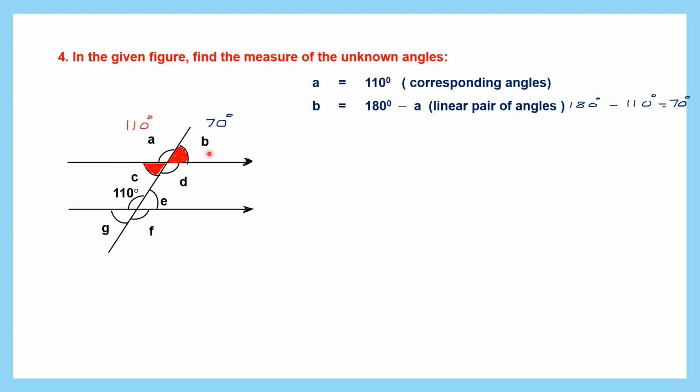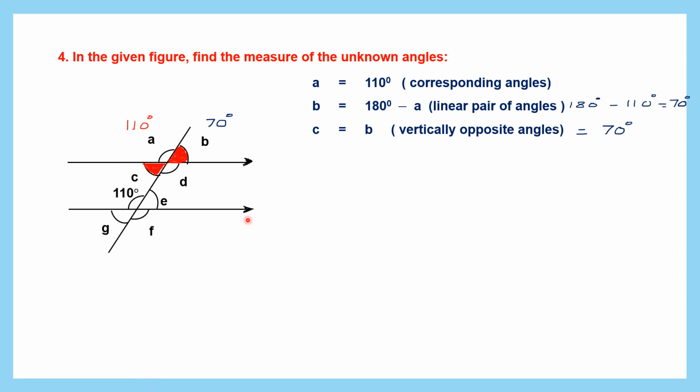But this is the easier one. Angle C and angle B are vertically opposite angles, and vertically opposite angles are equal. So angle C is equal to angle B. They are vertically opposite angles. So what is the value of C? B is 70 degrees. That means angle C is also 70 degrees.